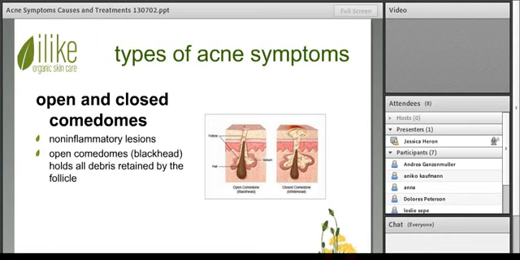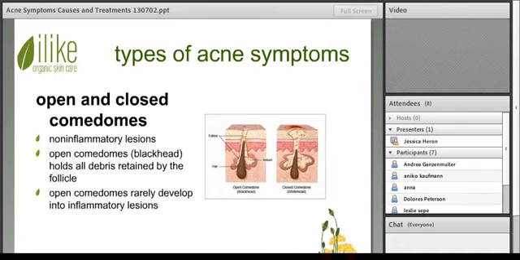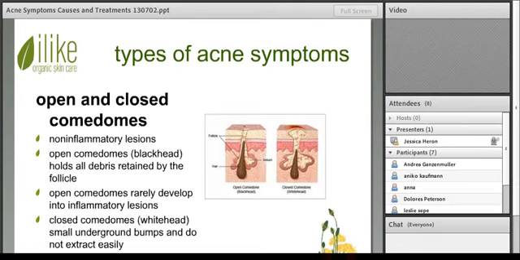The walls of the follicle stretch. It holds the contents of the impaction, as you can see down here below in the diagram. But the follicle opening does not. And because of this lack of oxygen, the lesions can easily become inflamed, of course, due to the increasing number of bacteria multiplying in that environment. So that can turn into not such a good thing. Open comedones rarely develop into the inflammatory lesions.